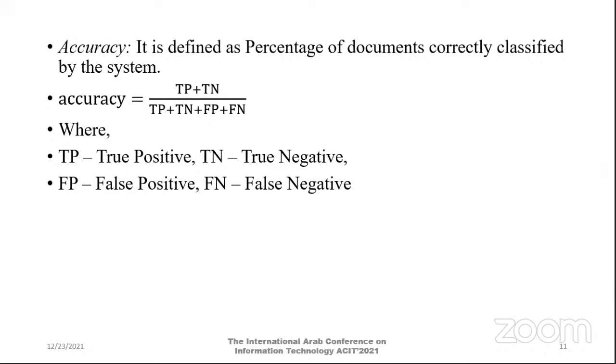For the accuracy, we use the formula TP plus TN, divided by TP plus TN plus FP plus FN: true positives and true negatives divided by true positives, true negatives, false positives and false negatives, so that we are able to get the accuracy of the sentiment. We calculate for whoever gives positive comments and whoever gives negative comments, and finally we find the accuracy of the process.